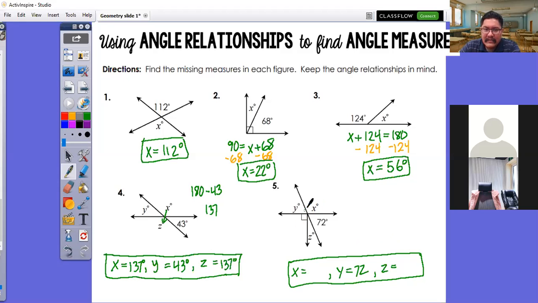And either way I look at it, this is a linear pair. This is a linear pair. So they're always going to be 180 degrees. So I'm going to start with 180 minus 72. And it doesn't matter which one I'm working with. I could be finding it from this side or from this bottom side here. 180 minus 72 would be 108 degrees. So I know that X is 108 degrees.